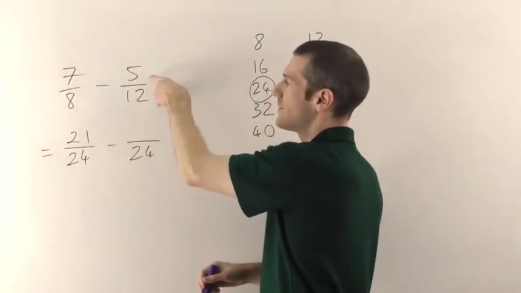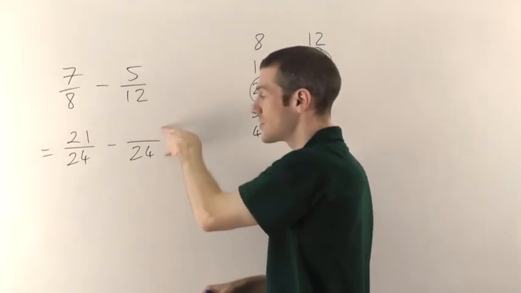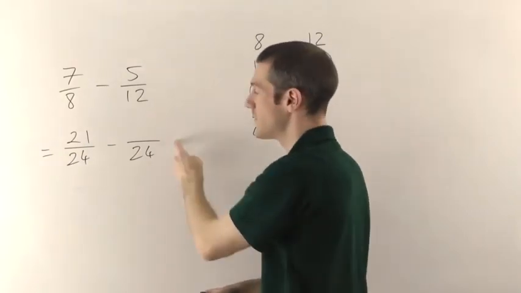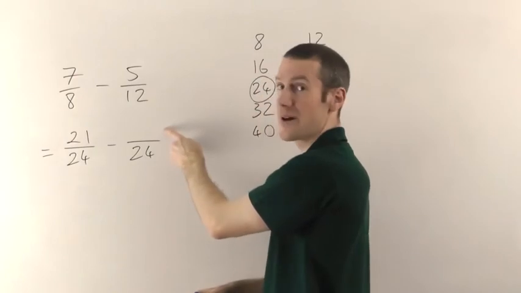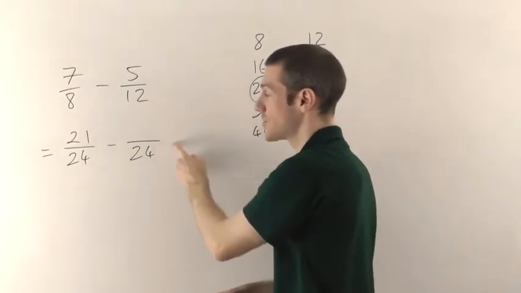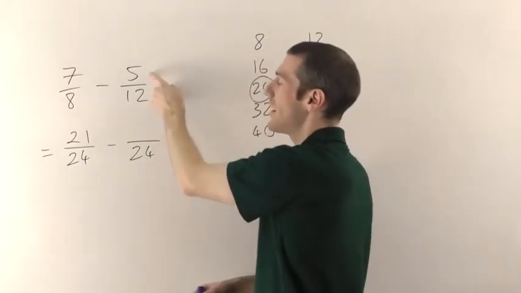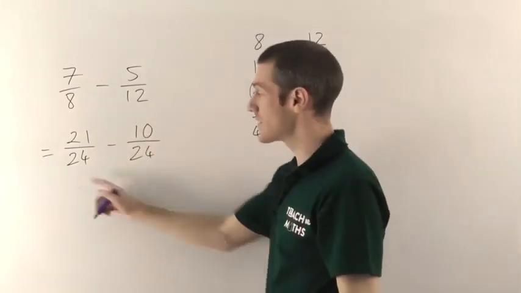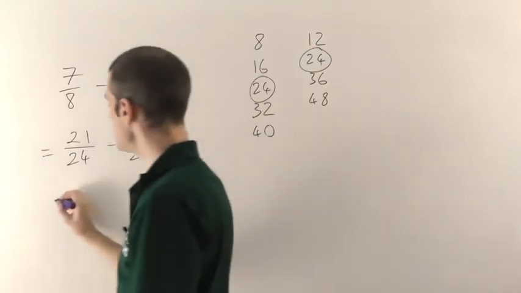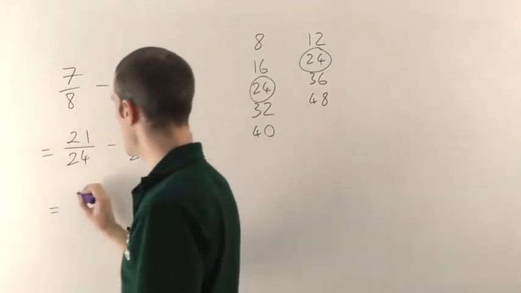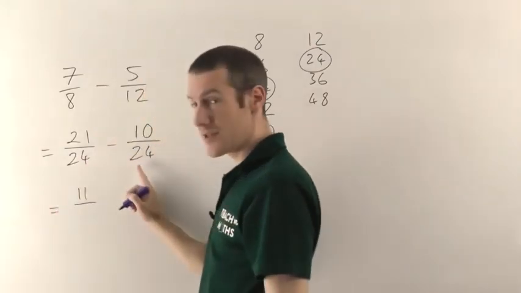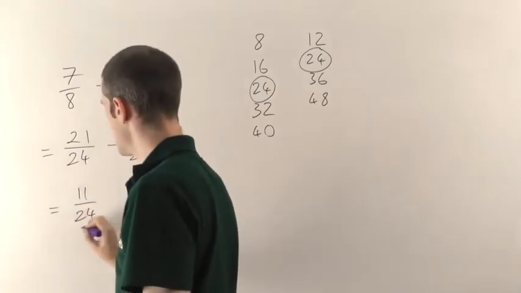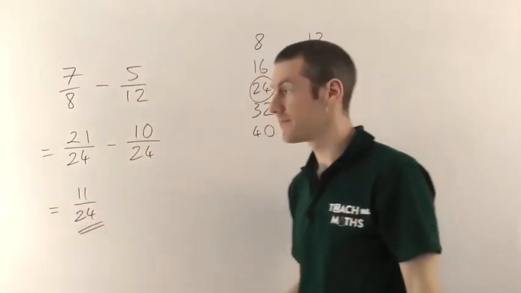Now this fraction, 5/12, I want to rewrite so it's something over 24. Whatever you times the bottom by, you must times the top by the same thing. So 12 times 2 gives me 24. That means 5 times 2 gives me 10. Now I can do the subtraction because I've got the same numbers on the bottom. 21 minus 10 is 11. Bottom number never changes, remember? The answer is 11/24 because it won't cancel.